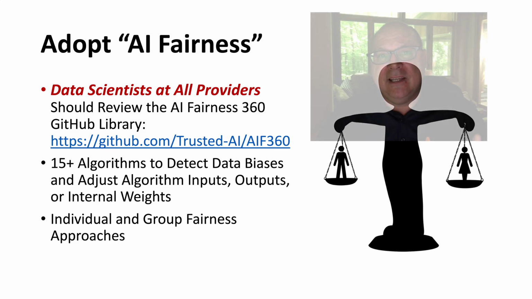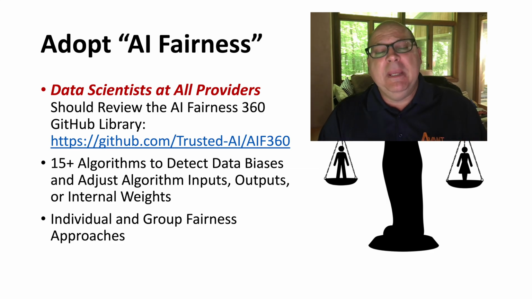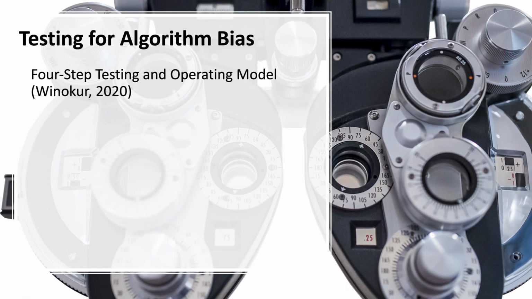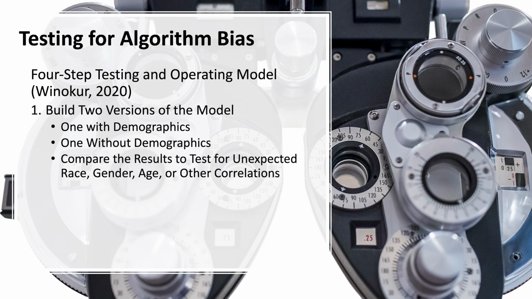Now, I don't expect anyone in our classes to become AI data fairness experts, but being aware of these solutions is very helpful when we talk to vendors who supply us AI systems. There are many frameworks for detecting biases. One such framework is to run two versions of the model, one with demographics and one without demographics. Compare the output of both and see if they behave the same.